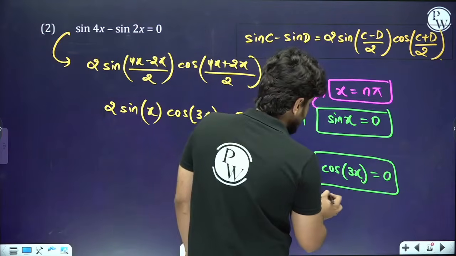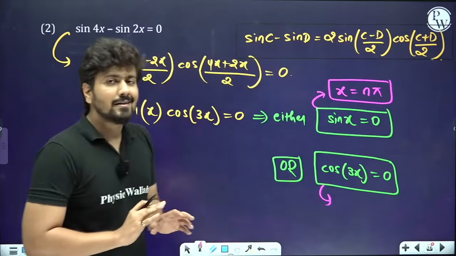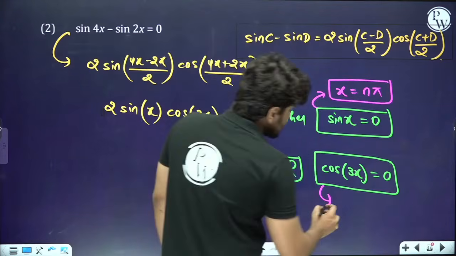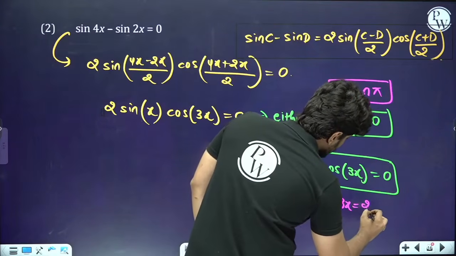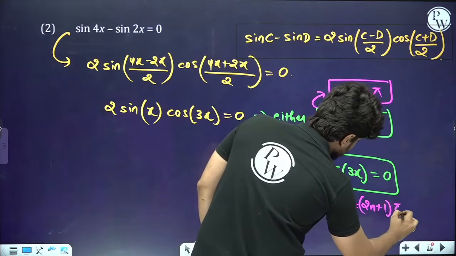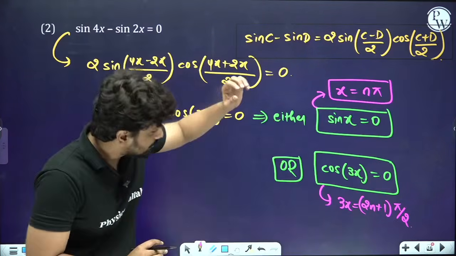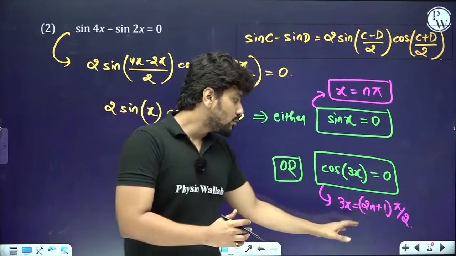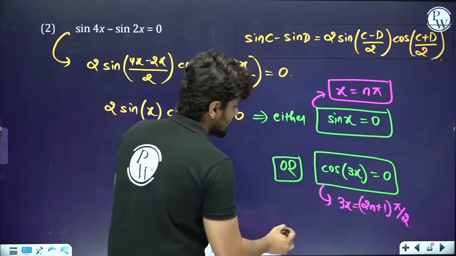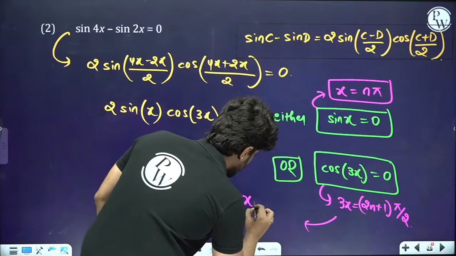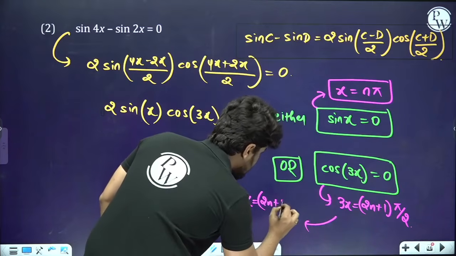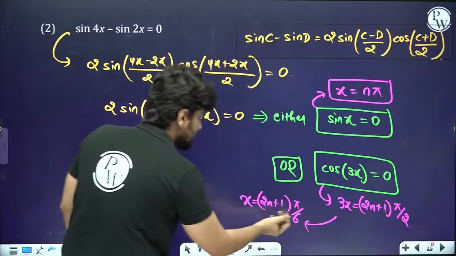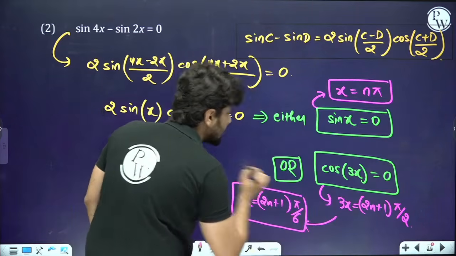And if I write cos 3x is equal to 0, we know that cos theta is 0 when the input inside cos is an odd multiple of pi by 2. So here 3x will be equal to 2n plus 1 times pi by 2, right? This input 3x will be an odd multiple of pi by 2. So from here I can say that x is equal to 2n plus 1 times, if you divide by 3, we get pi by 6, since 2 multiplied by 3 is 6. So x is equal to 2n plus 1 times pi by 6.